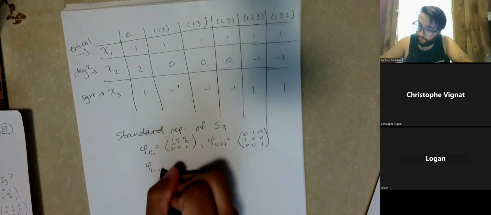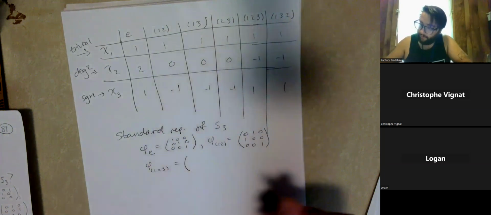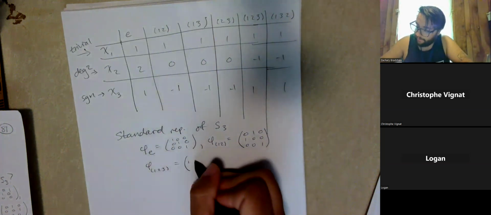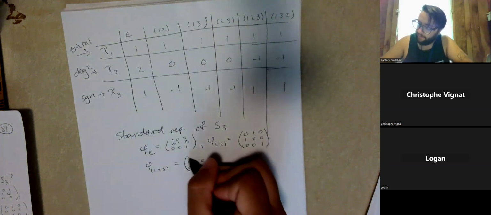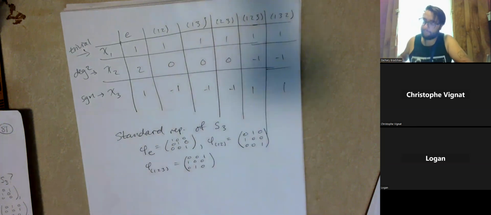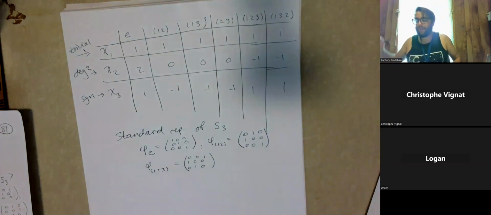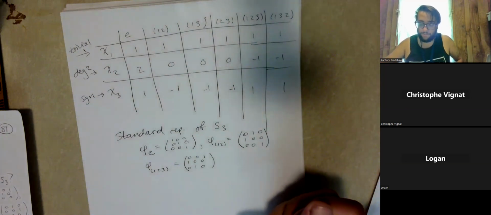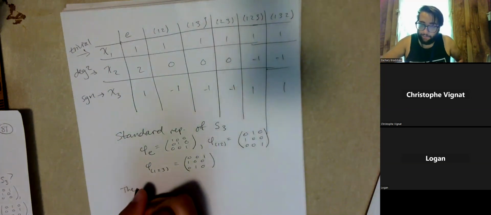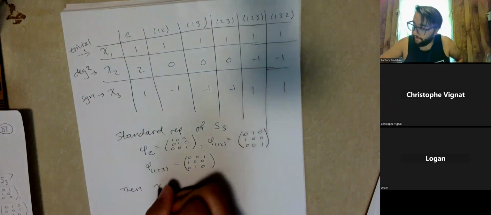And I'll do maybe a 3-cycle. Row 1, 2, 3. So the first one gets sent to the second one. The second row gets sent to the third row, and the third row gets sent to the first row. Okay, so this is called the standard representation of S3. There are 3 more things to write out, but I won't do that. And we can construct the character table here.